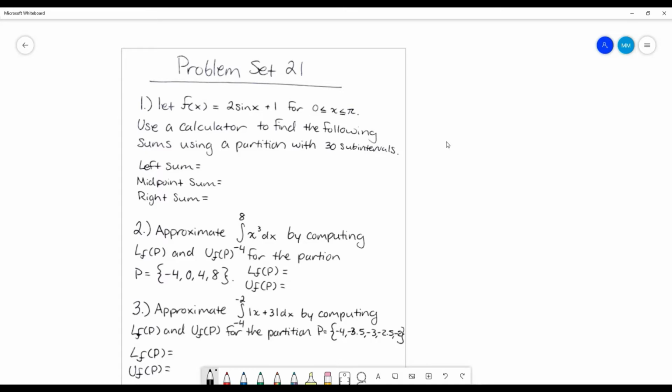Looks like it's a question using Riemann sums. And it says that f of x equals 2 times sine of x plus 1 from 0 to pi. They want us to use a calculator to find these Riemann sums using a partition of 30 subintervals of equal length. And I did go over this for one of the problems in my last video, in problem set 20, I think. But I will walk us through it again.